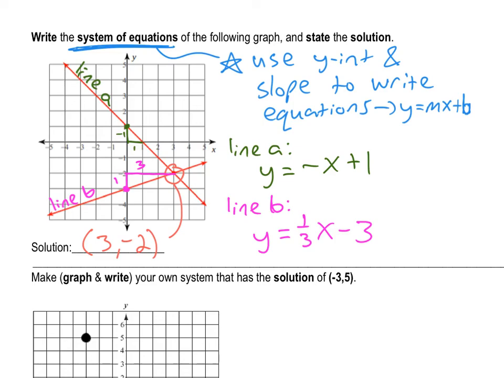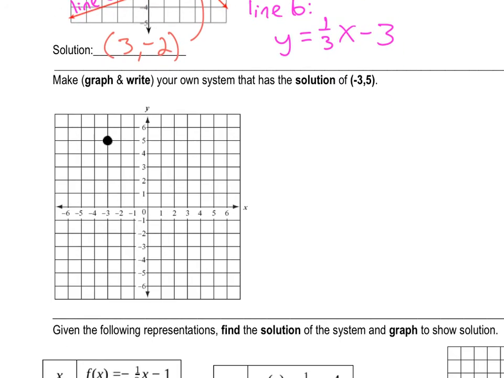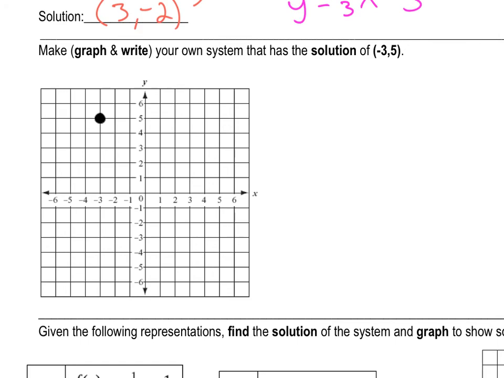All right, now, think of some good strategies to make your own system that has a solution of -3, 5. So it could be any two lines that cross that point. So again, you are going to graph it and then write your system of equations.